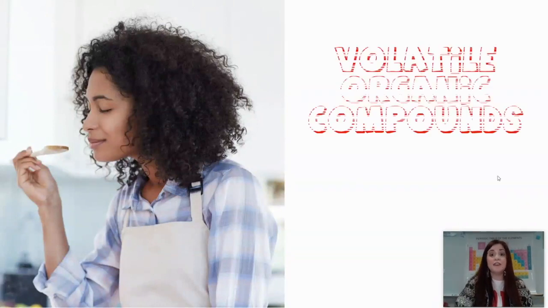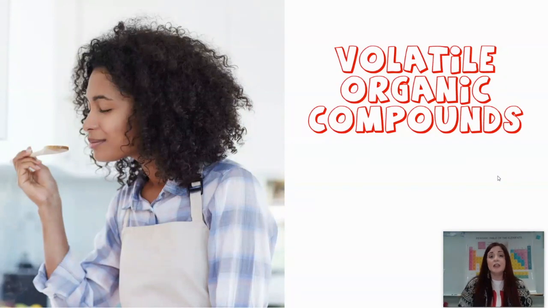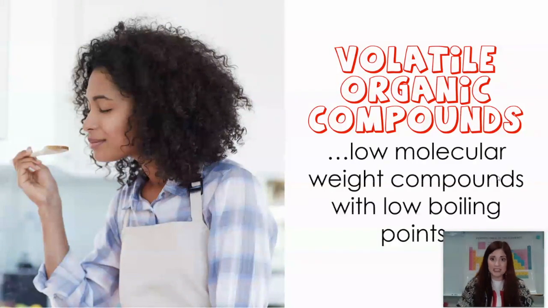And we call these volatile organic compounds. Now, a lot of times people think of the word volatile as meaning bad. Volatile does not mean bad. Volatile just means that it evaporates quickly. So volatile organic compounds are low molecular weight compounds that have very low boiling points. So if something vaporizes at a very low temperature, that means that it is a gas, primarily at room temperature, or we can get it to become a gas at room temperature with just a little bit of heat.